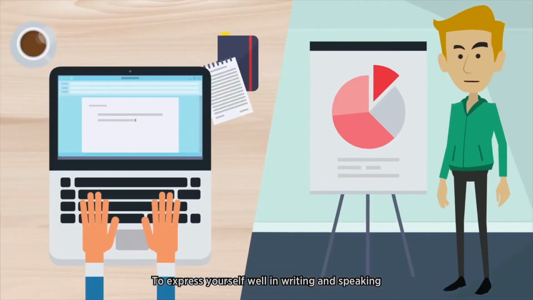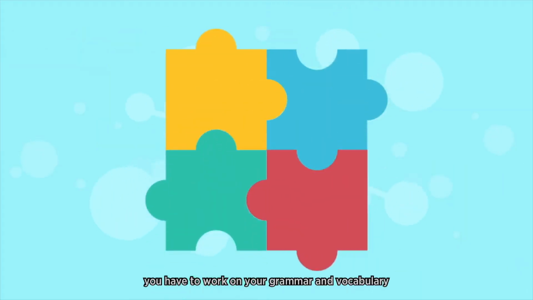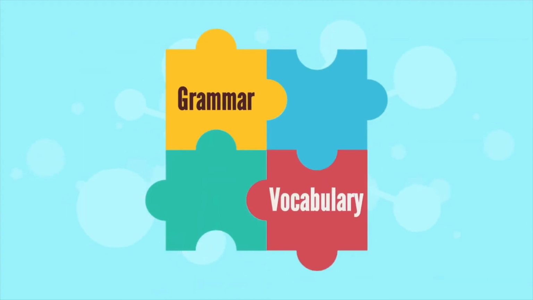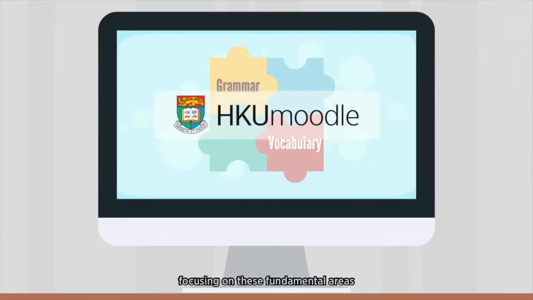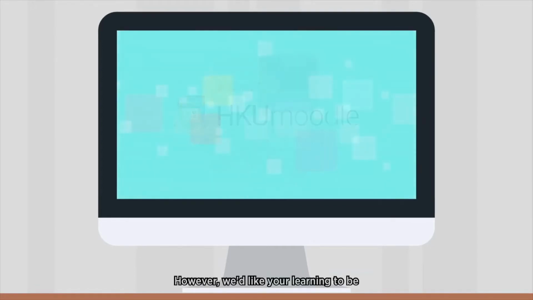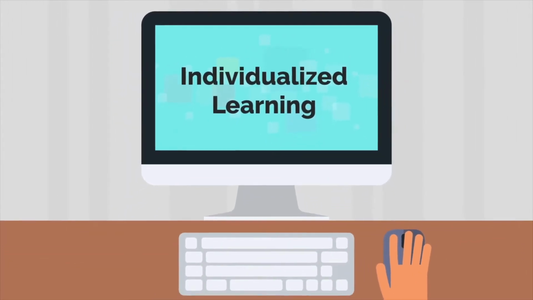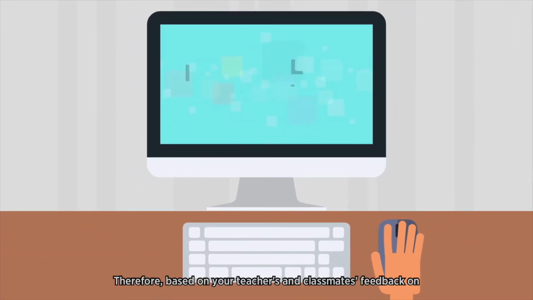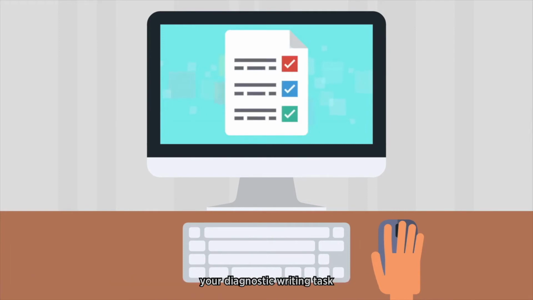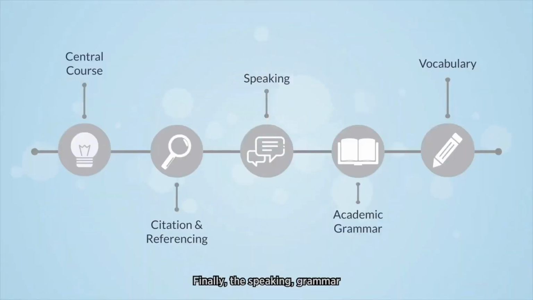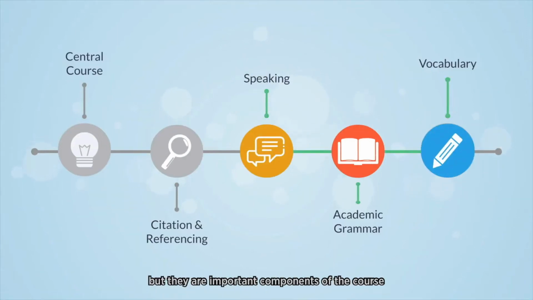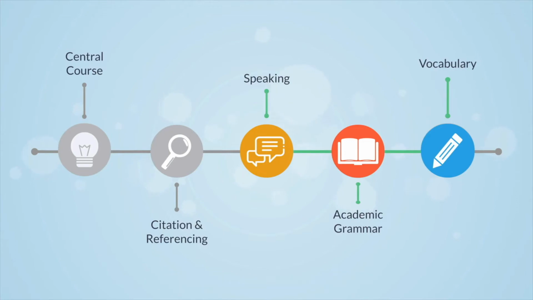To express yourself well in writing and speaking, you have to work on your grammar and vocabulary. There are 2 Moodle courses focusing on these fundamental areas. However, we'd like your learning to be as individualized as possible. Therefore, based on your teachers' and classmates' feedback on your diagnostic writing task, you can choose which aspects of grammar and vocabulary to work on. Finally, the Speaking, Grammar, and Vocabulary Moodles are not assessed, but they are important components of the course.